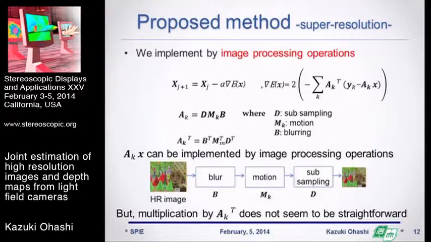It is trivial that the operation of AKX can be implemented by image processing operations. The image of AKX can be blurred, shifted, and subsampled. However, multiplication by the transpose of AK does not seem to be straightforward. If the transpose of AK can be implemented by image processing operations, the super resolution reconstruction can be implemented by image processing operations.